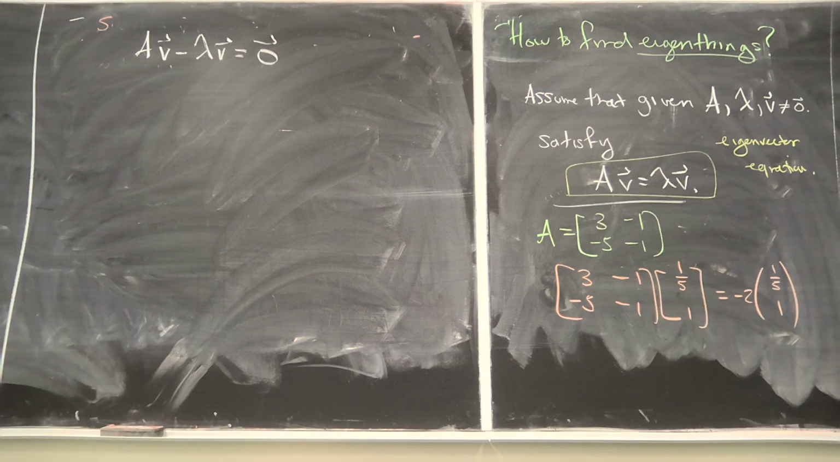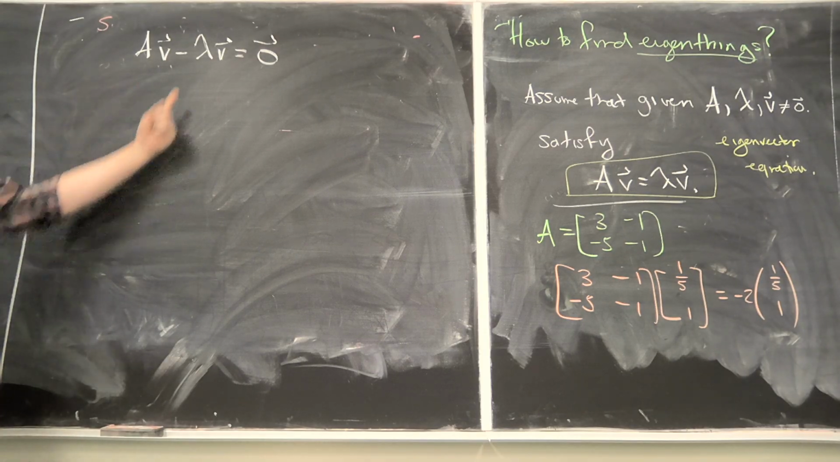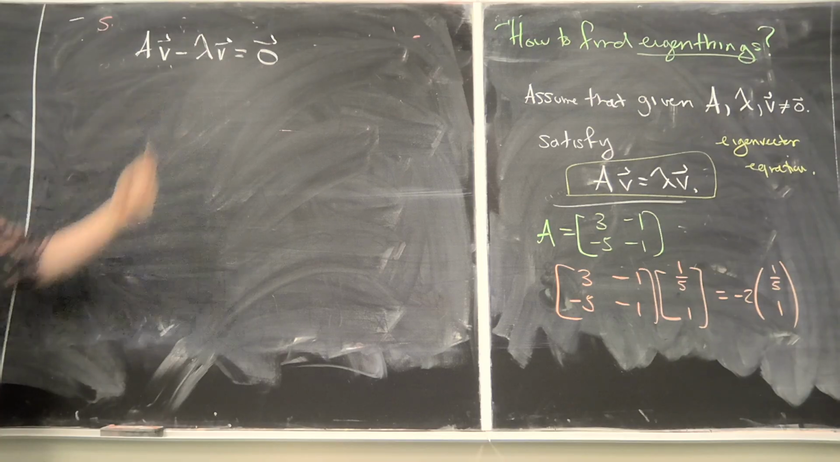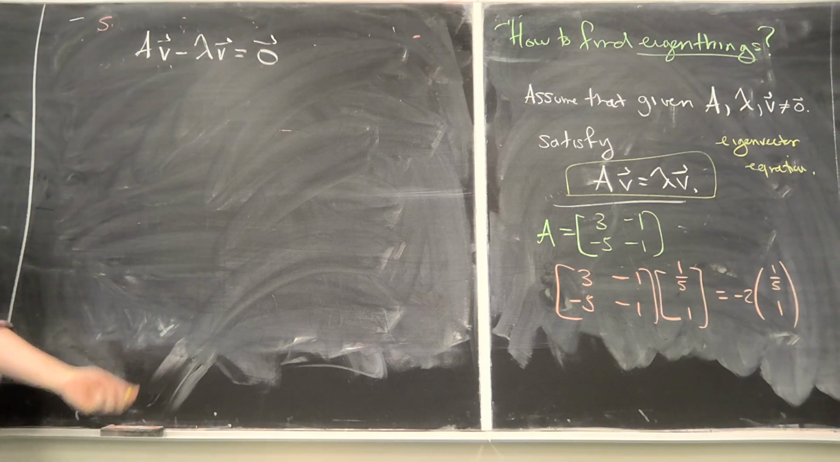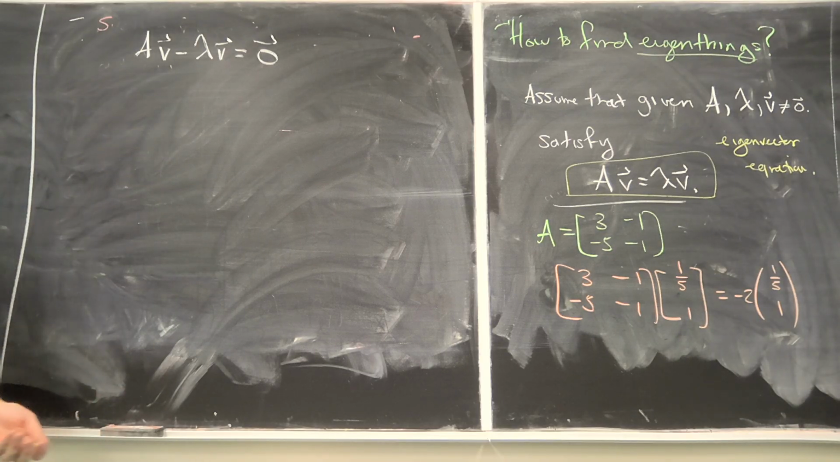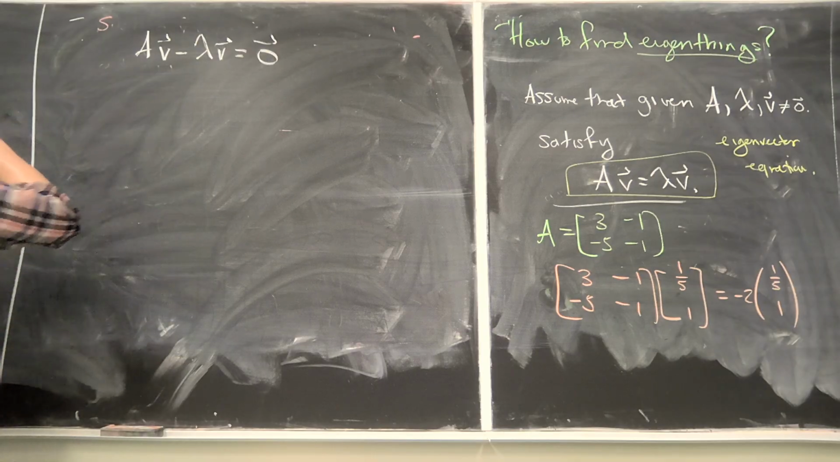So I look at that algebraic rearrangement of the equation and I think, it sure would be nice if I could factor the v from both sides of that equation, but I can't because that's a matrix and that's a scalar, and what would be left behind would be A minus lambda, which makes no sense. You can't take a matrix minus a number. So what I'm going to do is I'm going to cheat.